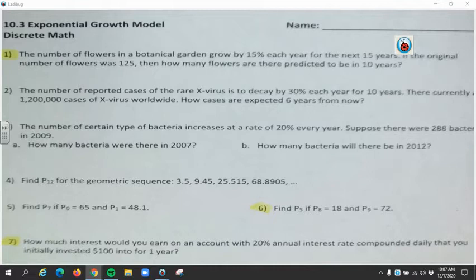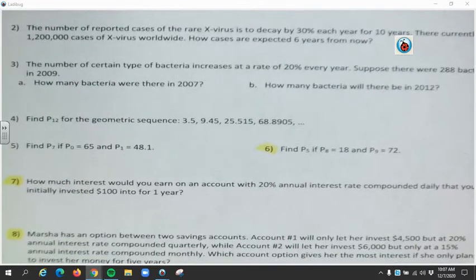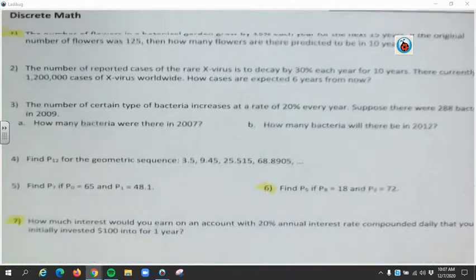All right, today let's work out some of the questions from your 10.3 exponential growth model paper. We're going to do the highlighted questions, number 1, number 6, number 7, and down here, number 8. Make sure to have your equations and your formulas handy. We're going to use those as we go through some of these questions.